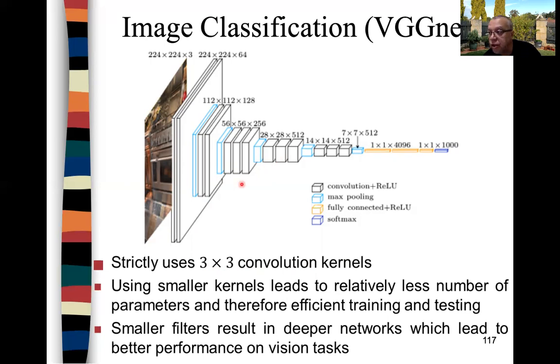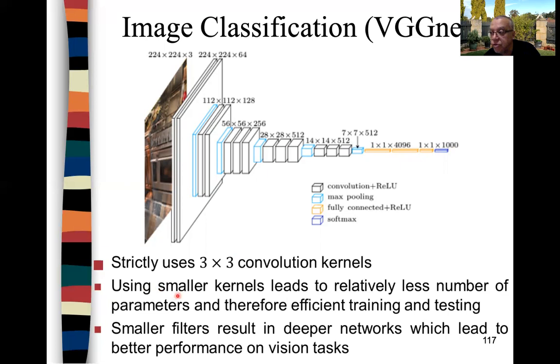Each convolutional layer, so this is a VGG16. In black, each convolutional layer has a ReLU, followed by a max pooling. And then you have these convolutional layers. After that, you have fully connected layers with a ReLU, and you have a softmax at the end.